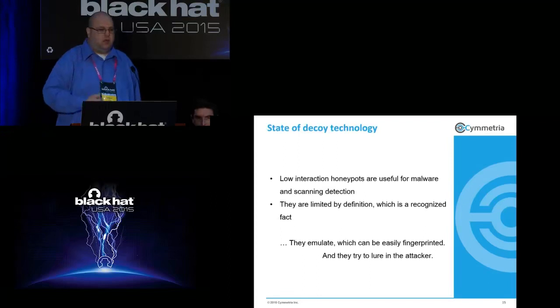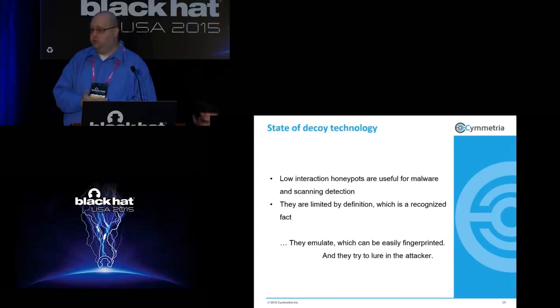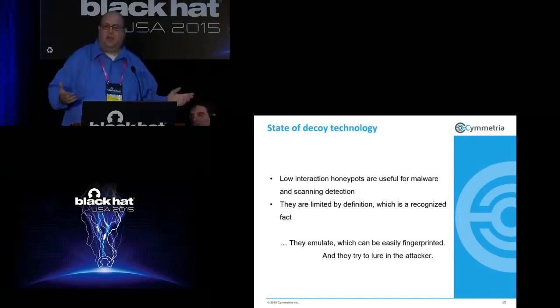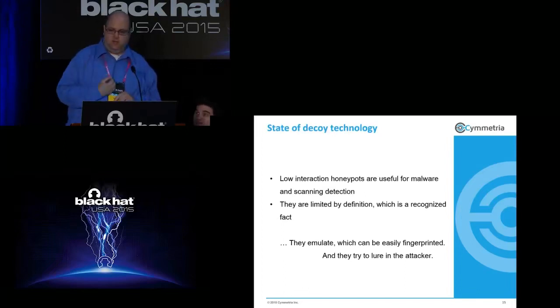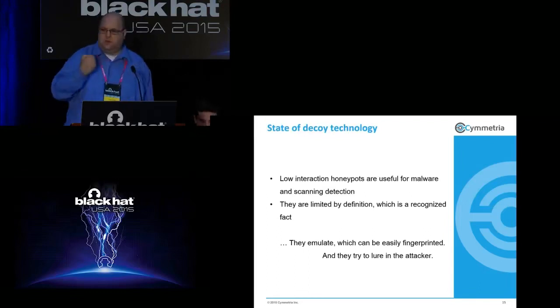But when it comes to interaction with an attacker, interaction is a very, very loaded word, could mean many things. When it comes to an actual attacker catching a targeted attack, they fail, they fall short. They don't scale to different levels. And that's by design. That's how a low interaction honeypot works. They are limited by definition, and that is a recognized fact. So they emulate. When you emulate something, it's not real, you can fingerprint it, which is where the talk starts. And they lure the attacker in.